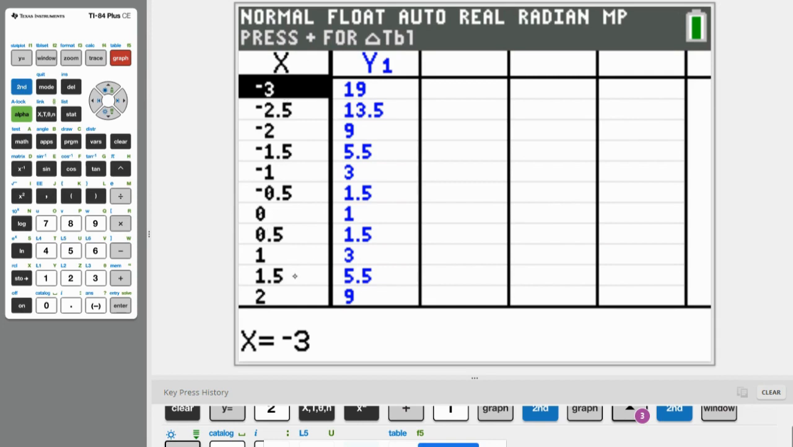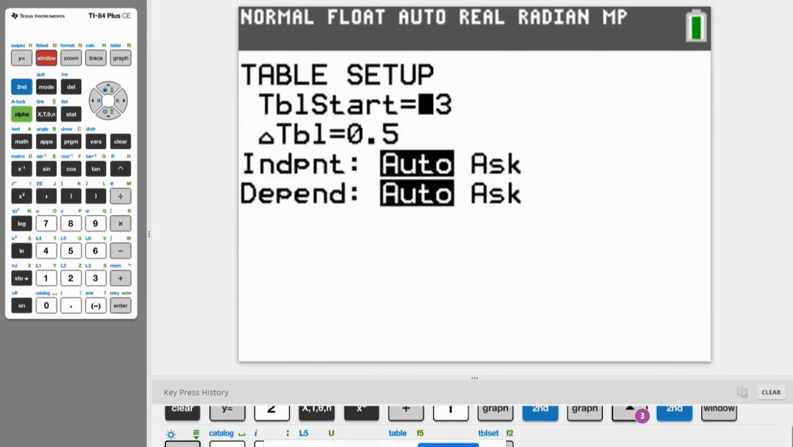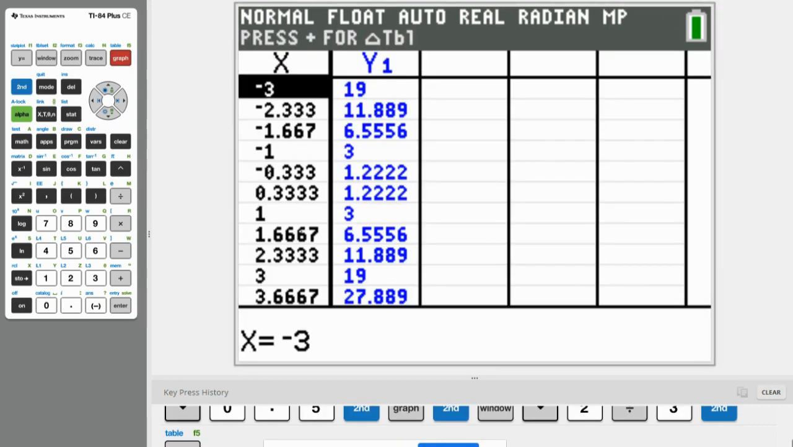So this will work well even if you were increasing by 2/3. Like let's say the width of each rectangle was 2/3. I could go to second table set, start at -3, and then for my table step, I'm going to say 2/3. And then I go to second table, and now I'm increasing by 2/3 each time. And notice that I didn't even have to enter 0.333 or 0.667. It does that work for me by just entering 2 divided by 3. And then this gives me all the values for y.